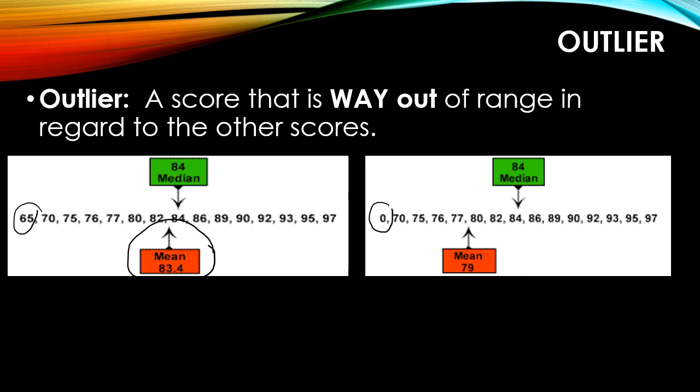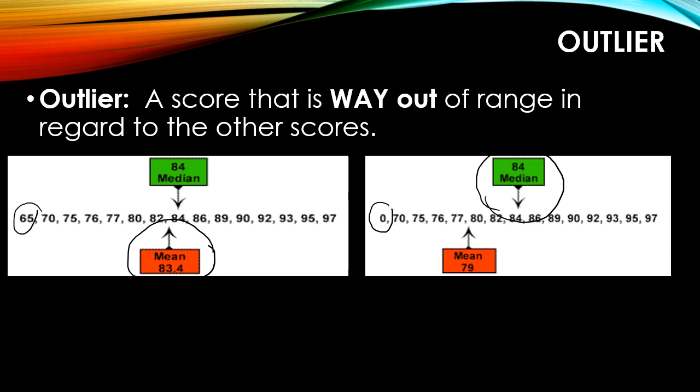Now, for the set on the right, we have 0, and 0 is a value that you can describe as odd or way further away from all the other data points. And this value, which is 0, is called the outlier, and it affects the mean of the data set. So in this data set, we'll find out that the median stayed the same. It did not change, but the mean changed and it's 79 now. So that tells us that the best representation for the center of this data set is going to be the median, because the median is not affected by the outlier, but the mean is.